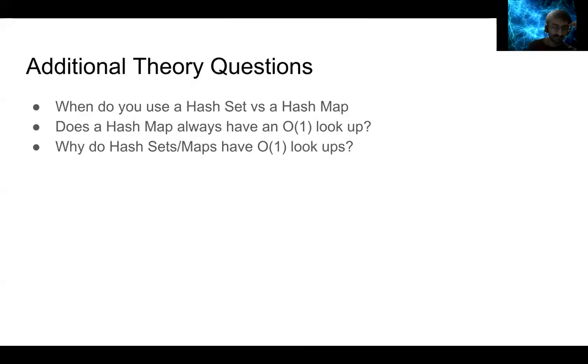What else? I think a hash set for if you're just trying to keep track of if you've seen something, versus a hash map, if you want to count iterations of something or data regarding something that you've seen. Okay.